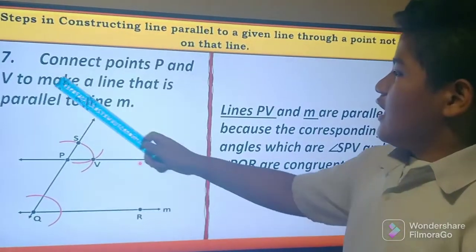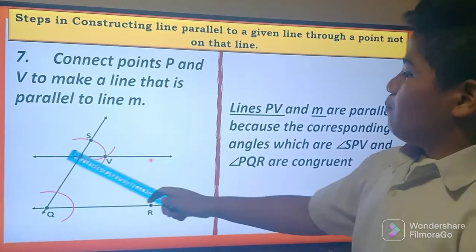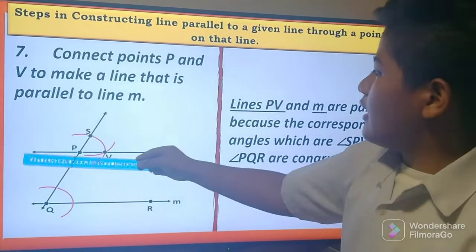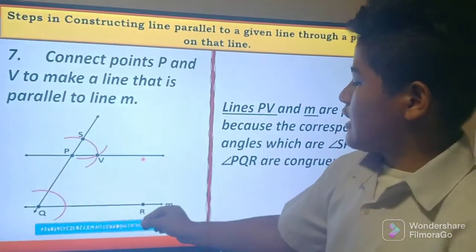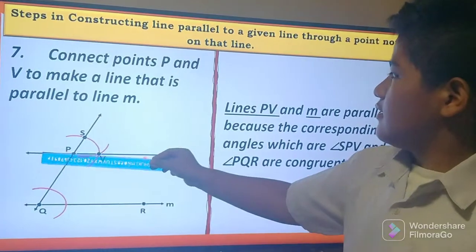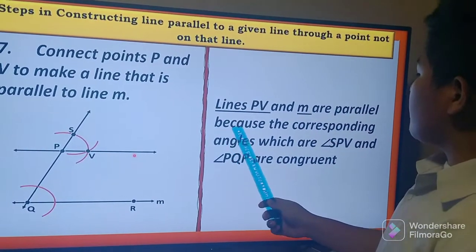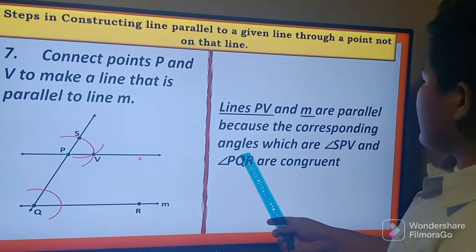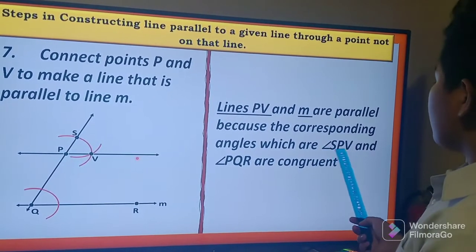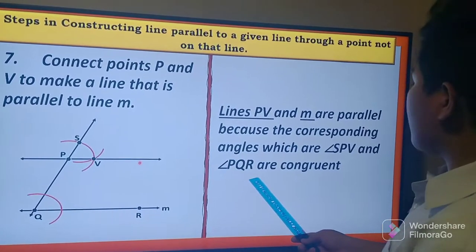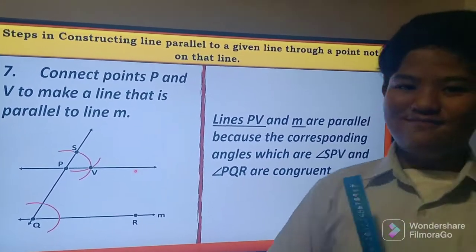Number 7. Connect points P and V to make a line parallel to line M, just like this. Lines PV and M are parallel because the corresponding angles, which are angle SPV and angle PQR, are congruent.